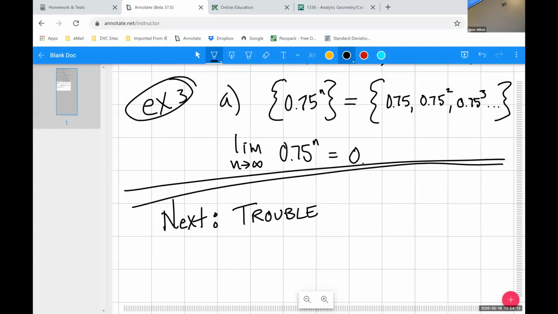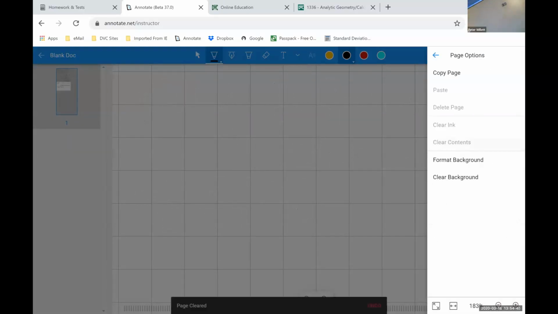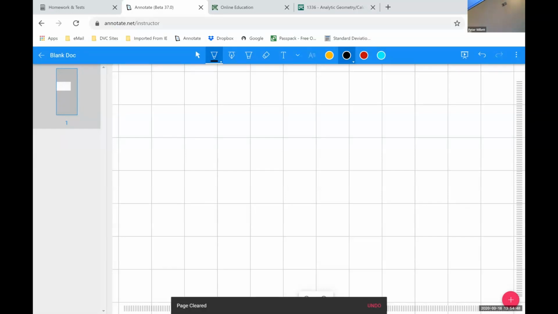So any questions about any of this discussion so far up to this point before we get into trouble? Okay. All right, so let me do this. Let me give us a fresh page for trouble. Excuse me. Okay, so here's what we're looking at for this section.